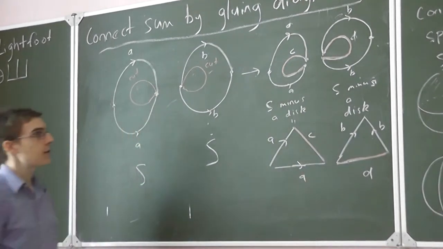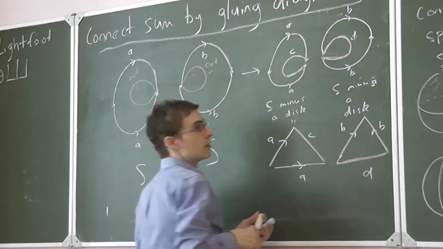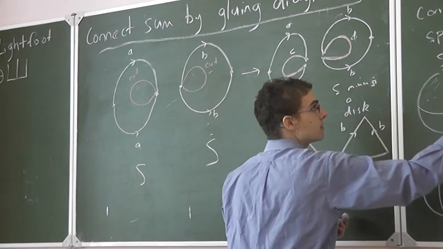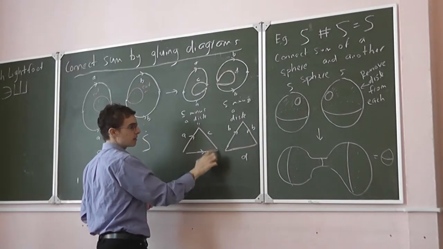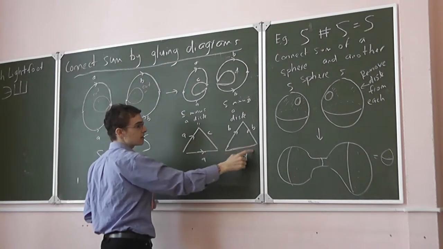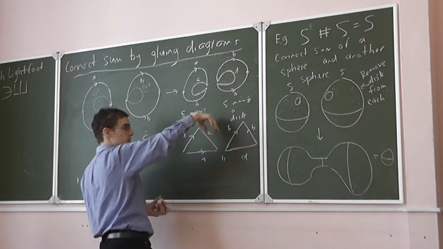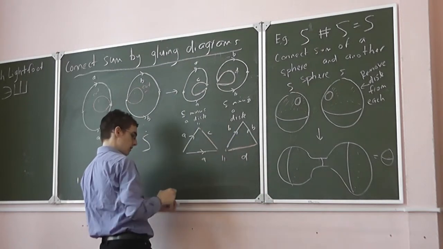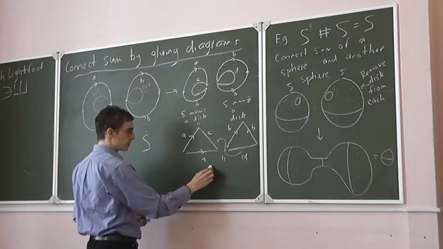Great. Excellent. Okay, and so we cut those discs, and now we glue the two which appear as edges, red edges here. So we glue this red edge to this red edge. So glue that to that. And what do we get?